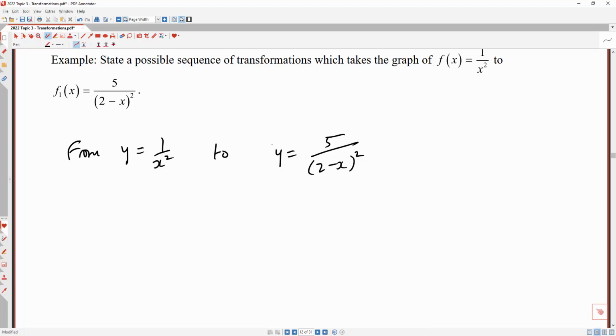Alright, so again, this is the original, this is the image, so we're going to put our dashes onto the image. Now what we're going to do is get these ready for pairing. Now this has to have a 1 to match up with this, so I'm going to divide both sides by 5. Y dash on 5 equals 1 on 2 take x dash all squared. Alrighty, now these are ready for pairing. So I'm going to pair up those. Y is y dash on 5 and x is 2 take away x dash.